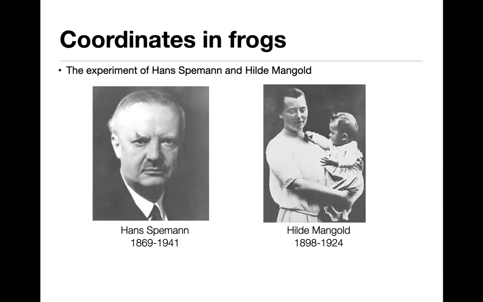So it's basic. When we see fate maps, we know which part of the embryo is going to become what, but we do not know what really drives that particular portion to develop into whatever it's supposed to develop.